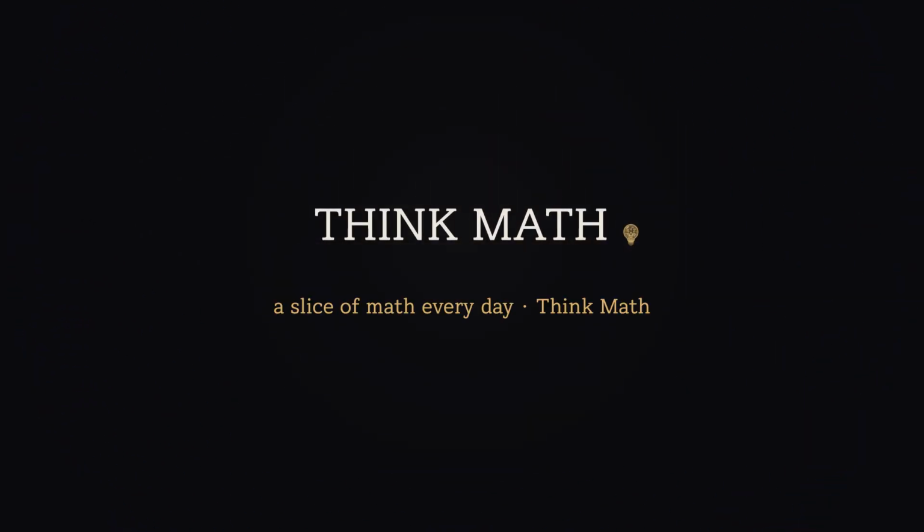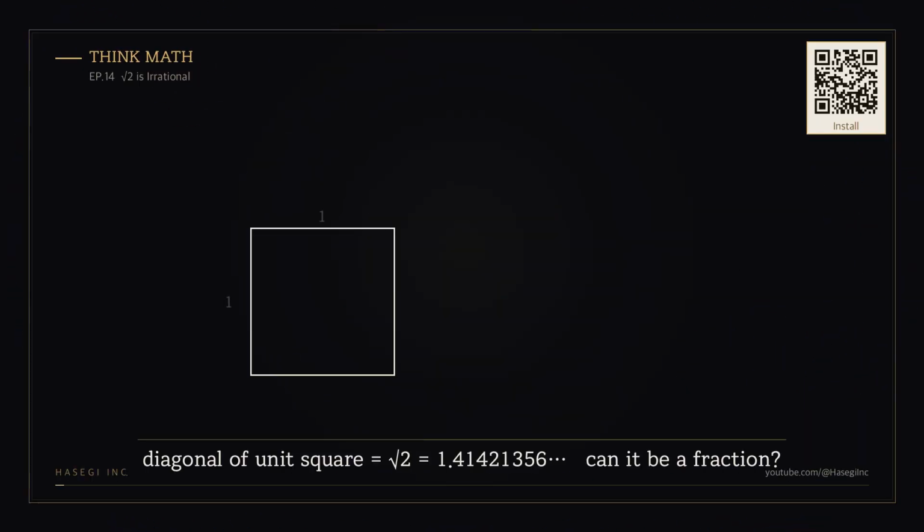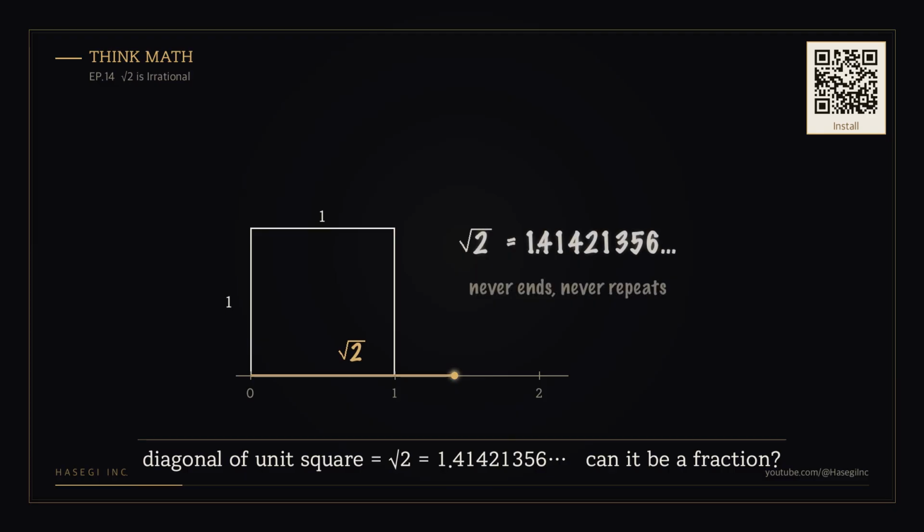Think math. Take a square whose side is 1. Its diagonal has length root 2. By the Pythagorean theorem, 1 squared plus 1 squared is 2, so the diagonal is the square root of 2. But this number starts 1.4142, and its decimals run on forever with no repeating pattern.